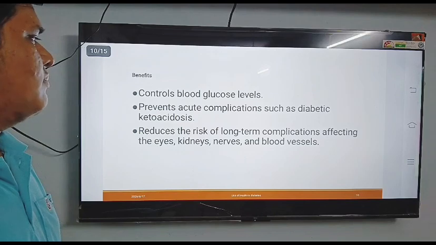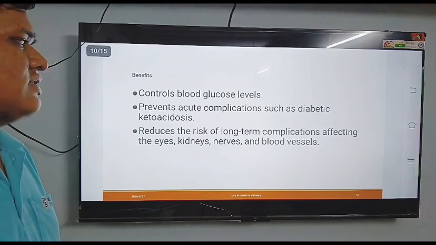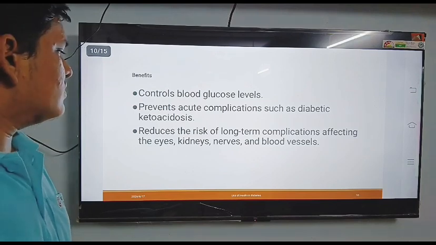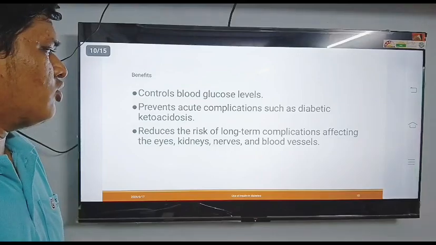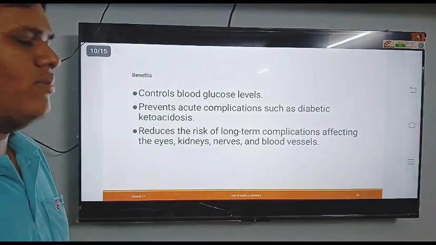Benefits: controls blood glucose levels, prevents acute complications such as diabetic ketoacidosis, and reduces the risk of long-term complications affecting the eyes, kidneys, nerves and blood vessels.